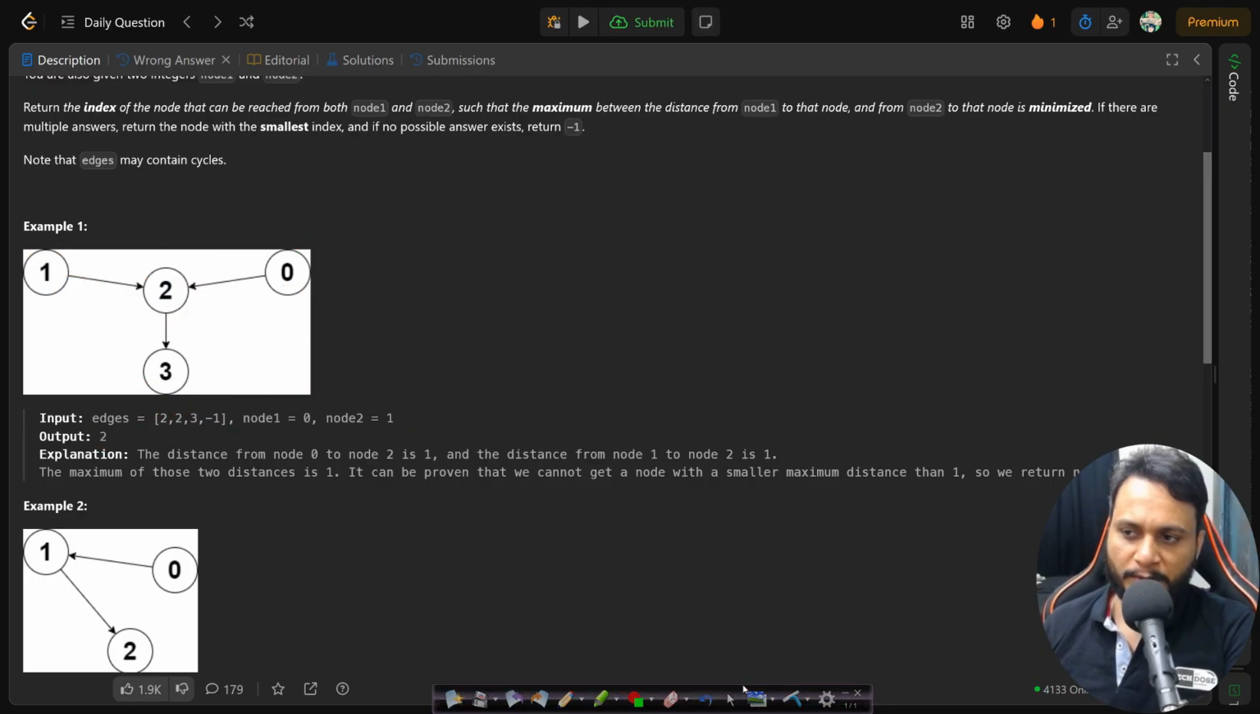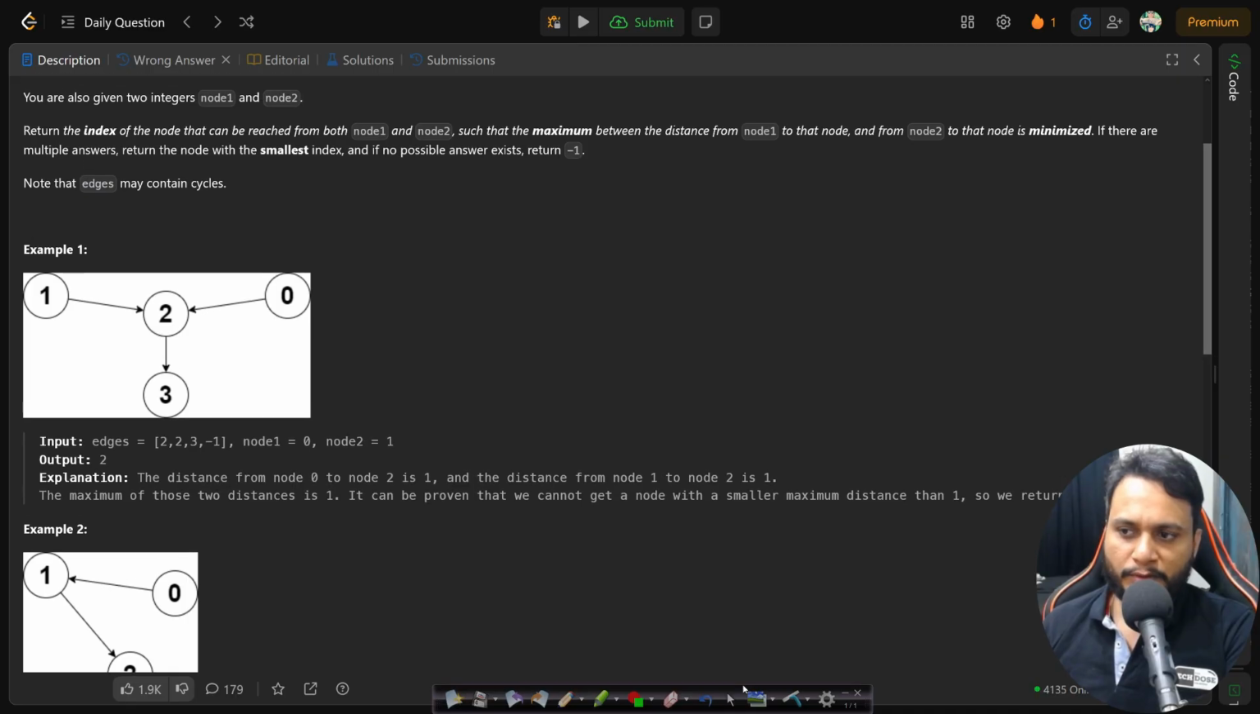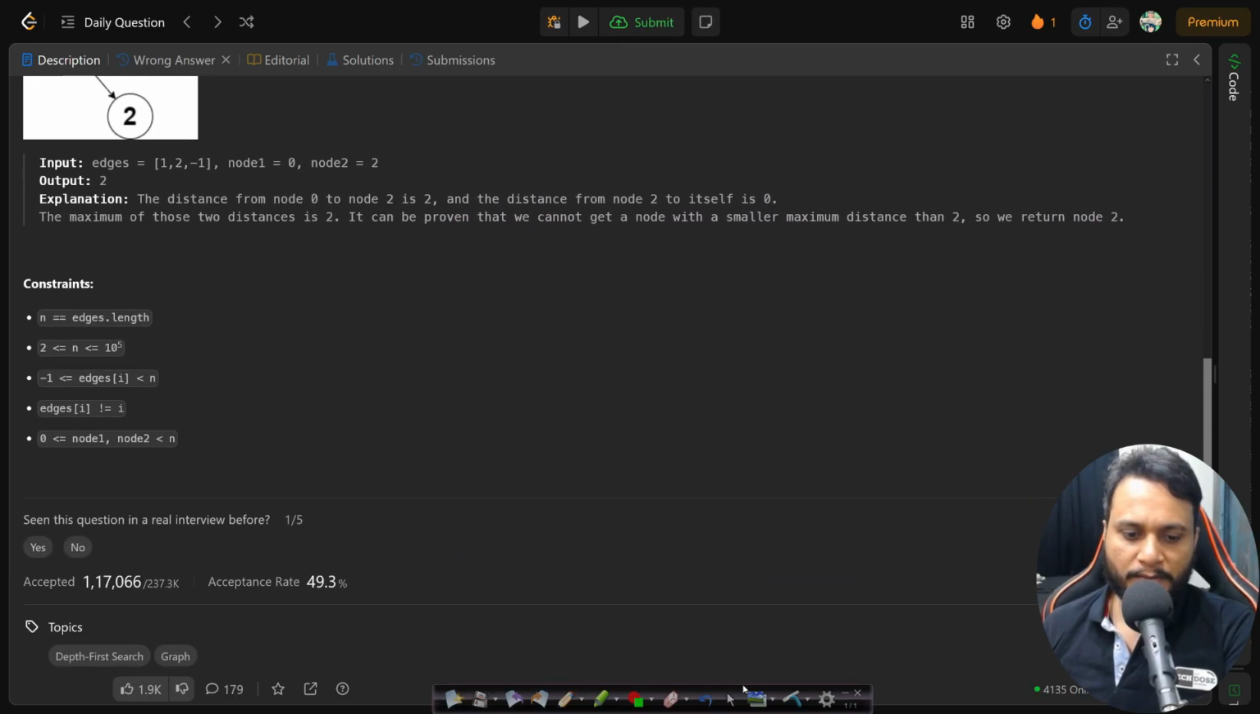Now I hope the problem is clear. I will show you more examples. But before looking at more examples, in this case the constraint says about 10 to the power 5 nodes. So definitely an n square algorithm is out of question because that will make it 10 to the power of 10, which is way beyond 10 to the power of 8, which is the standard for 1 second. So in this case, an order of n or n log n will work, but anything beyond that is not going to pass.